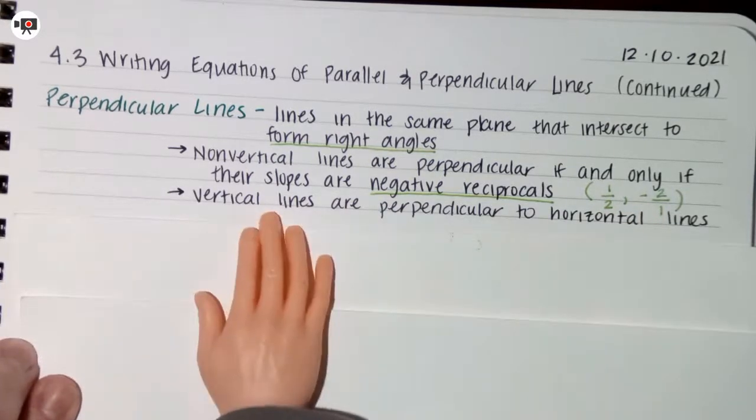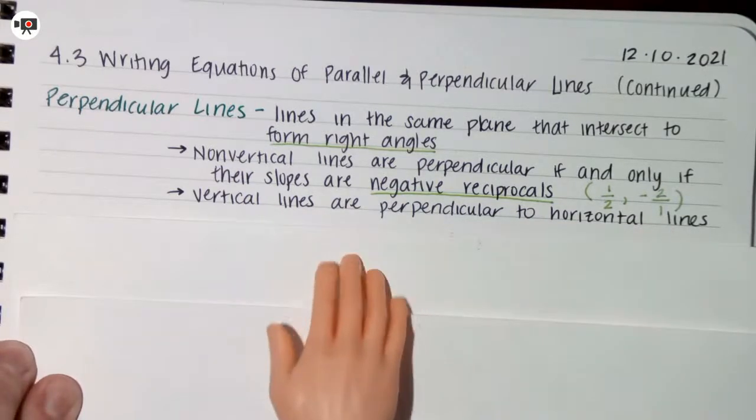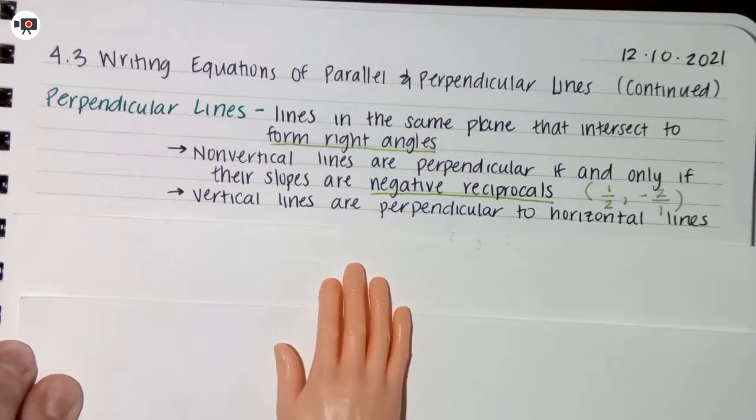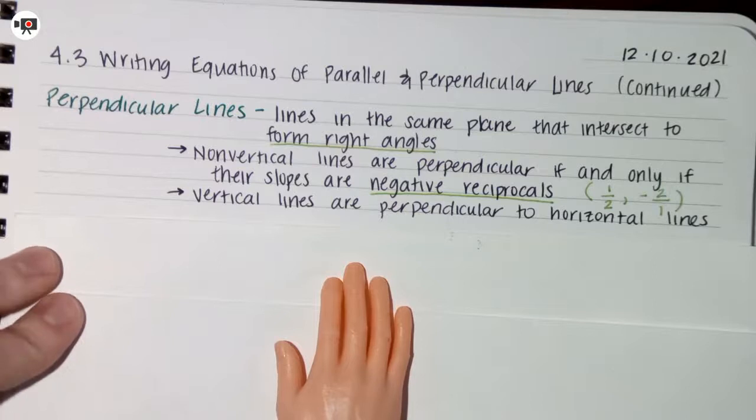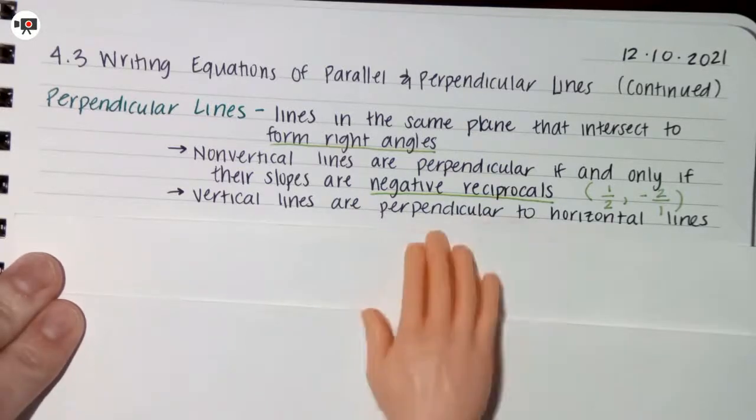All vertical lines are perpendicular to horizontal lines. So you can't flip the fraction if there's a 0, because you'll get undefined. And undefined is not a fraction. We cannot divide by 0. So just know vertical lines and horizontal lines are perpendicular.